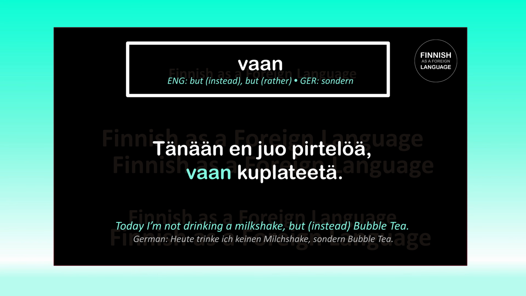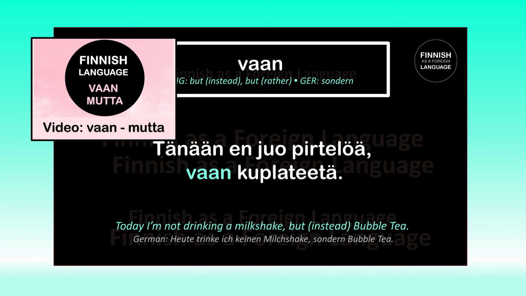Let's go step by step. Tänään means today. En juo pirtelöä means I'm not drinking a milkshake. So, en juo is the first person singular negative present tense of juoda, which means to drink. So, en juo means I don't drink. Pirtelöä here is the partitive case of pirtelö, which means milkshake. Here we use the partitive case because it's a negative sentence. Vaan here means but instead or but rather.